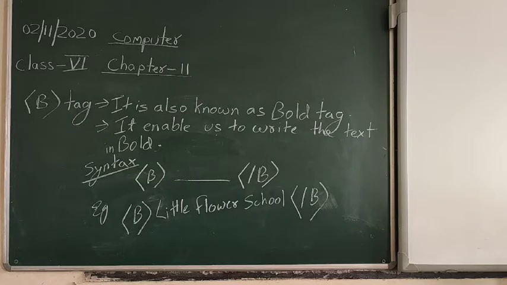So you can see the sentence and the example of writing using the B tag. The purpose of using the B tag or the bold tag is that it enables us to write the text in a bold manner. When you display it in the web browser or web page, you can view that the particular text will appear in bold letters. Clear?